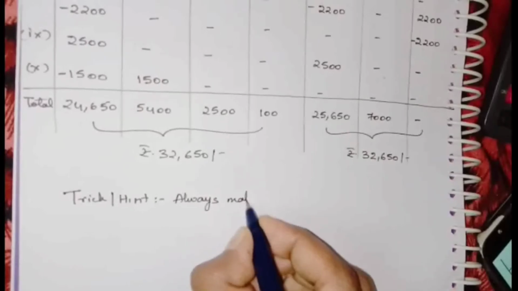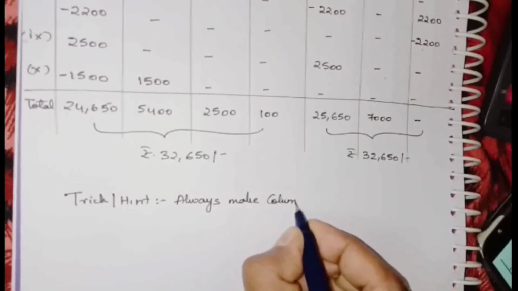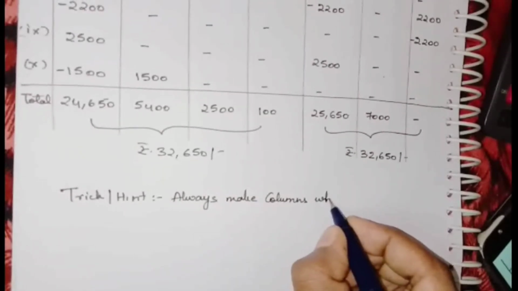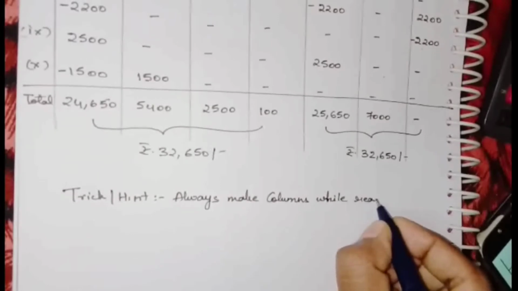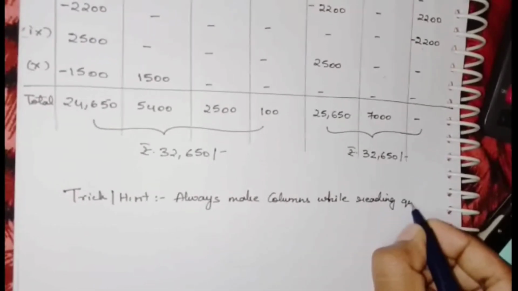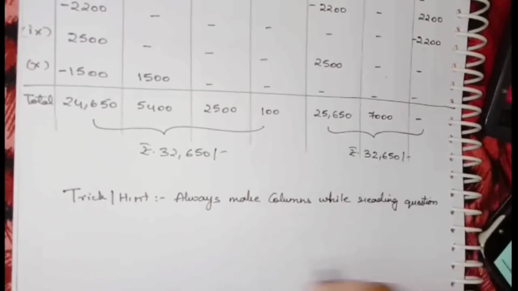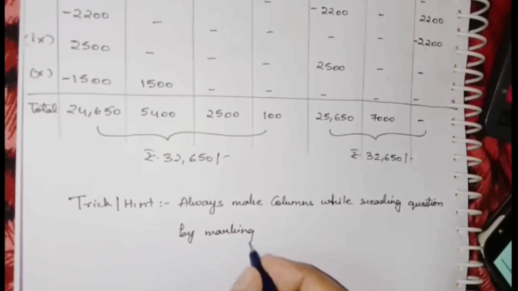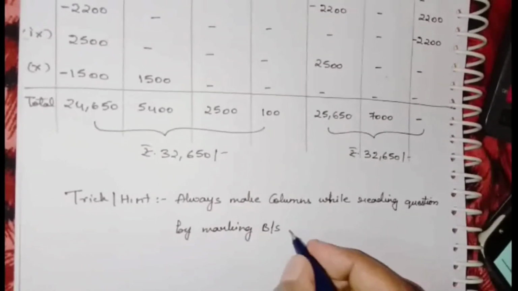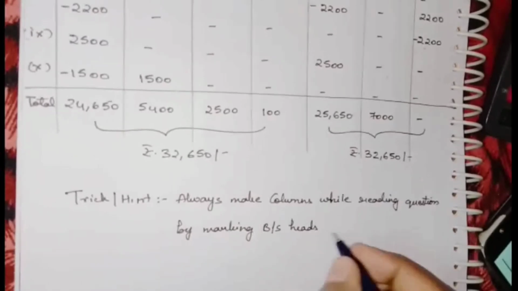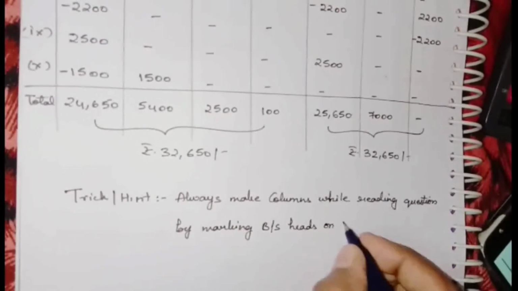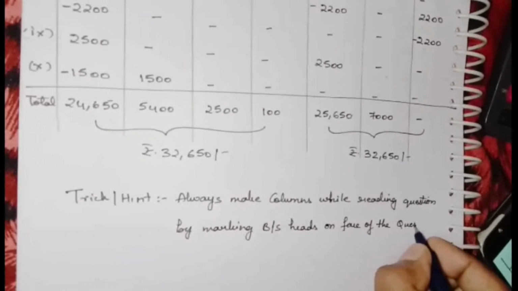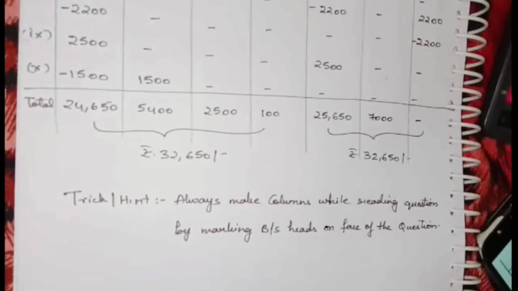As a hint or trick point, always make columns while reading the question by marking balance sheet heads on the face of the question. So it will be easy for you to know whatever columns you need to make while giving your answer. I am repeating this because it will help you memorize it again and again.